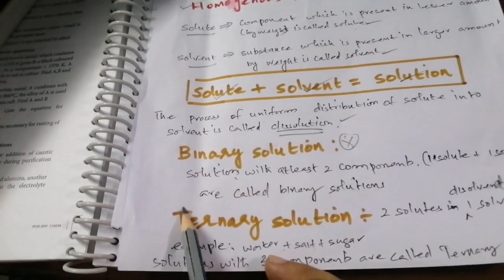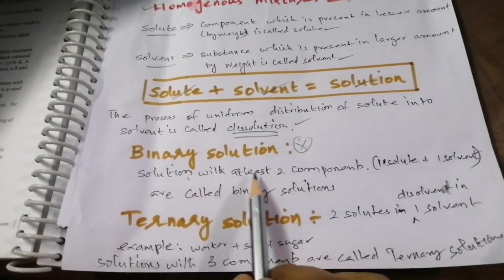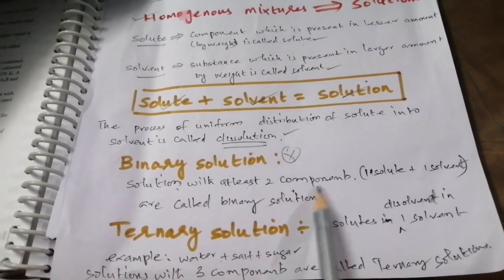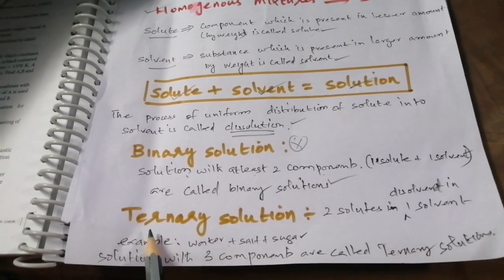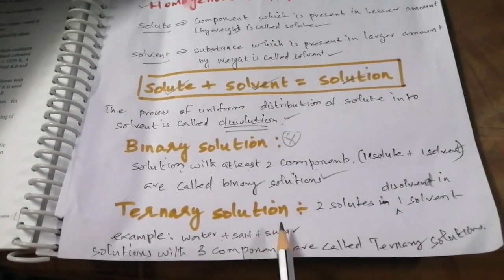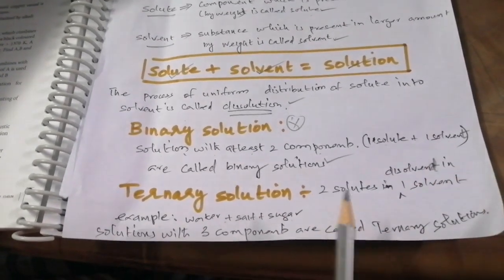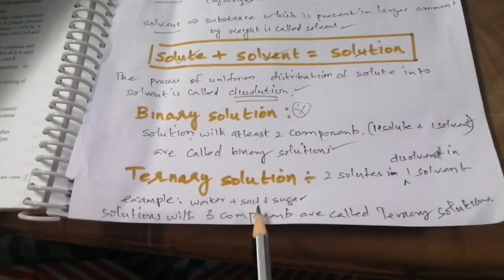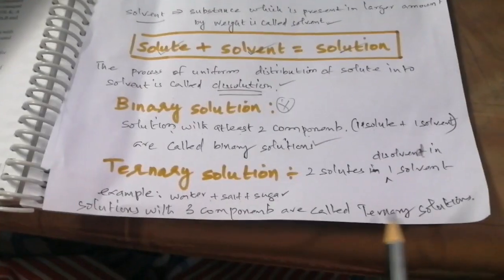And binary solution. What is called binary solution? Solution with two components. So that means one solute and one solvent. They're called binary solutions. And you have ternary solutions. What do you mean by ternary solutions? Two solutes dissolved in a solvent. For example, water plus salt plus sugar. Solutions with three components are called as ternary solutions.